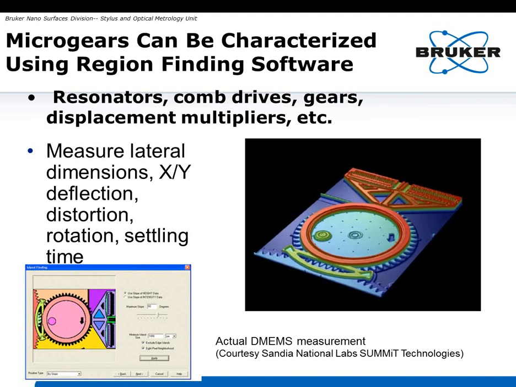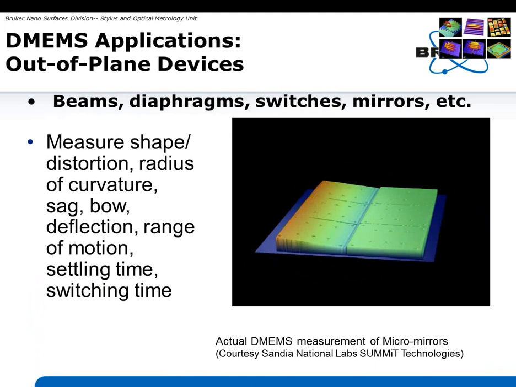We talked already about using region finding software, so you can take a complex device like you see here, break it into component regions and characterize them separately for lateral dimensions, XY deflections, distortions, and rotation characteristics. So there's a lot that you can do with your device. Once you can measure it easily, rapidly and flexibly, there's a lot you can learn from quantification of the characteristics.